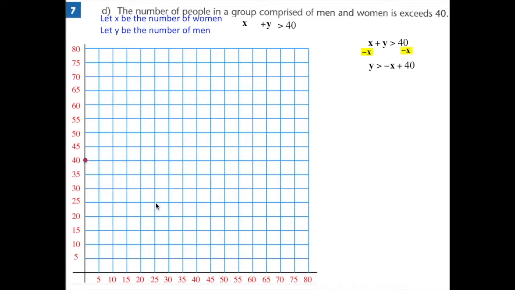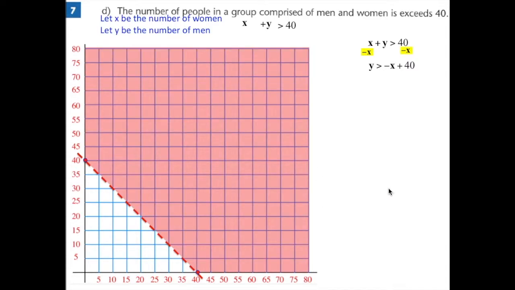1, 2, 3, 4, 5. Same thing, right? And then move over 3 and down 3. We're going to get to here. That's going to be my second point, and I'm going to draw a line between them. And since it is greater than, and it's not equal to, it's going to be a dotted, dashed line, like that. And then because it's greater than, we're going to shade above, like that. And that's it for question 7D.